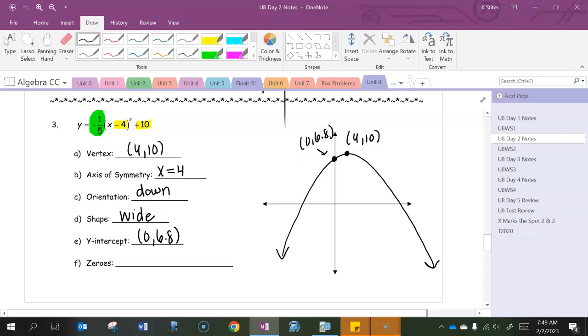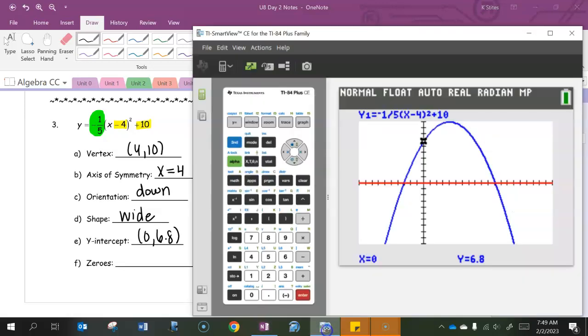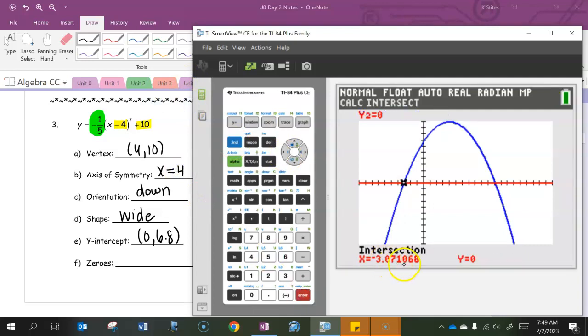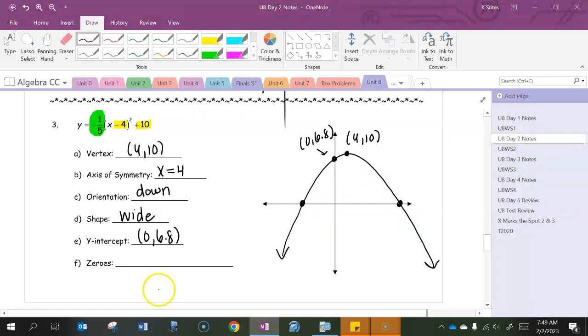Okay, zeros, there are 2 of them. Again, this is where we hit the x-axis. And this is our second trace 5, enter, enter, enter. Okay, here we go. Second trace 5. Move your cursor over. Enter, enter, enter. Okay, so there's the first one, negative 3.070. Label it, and put it on the line.